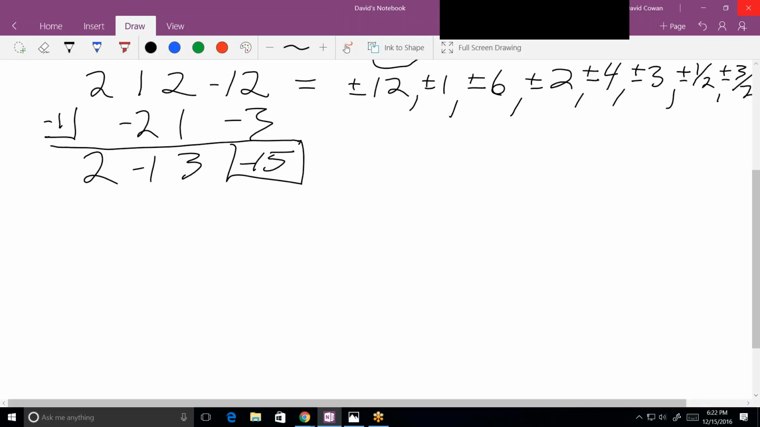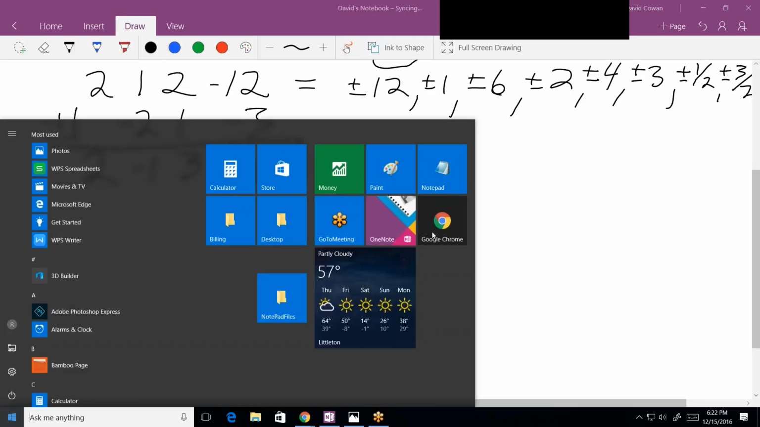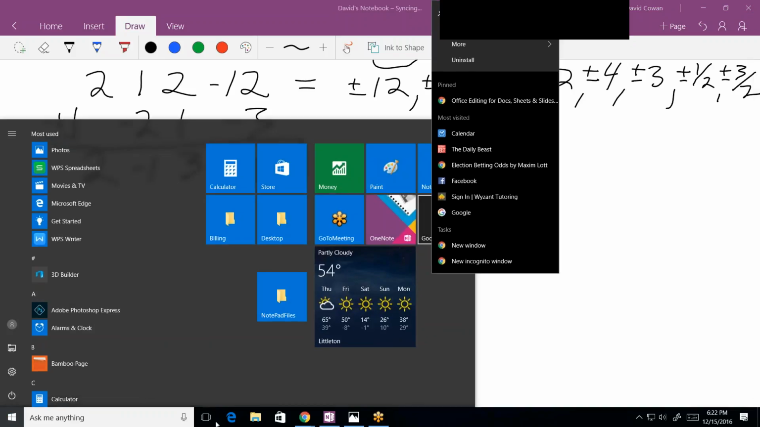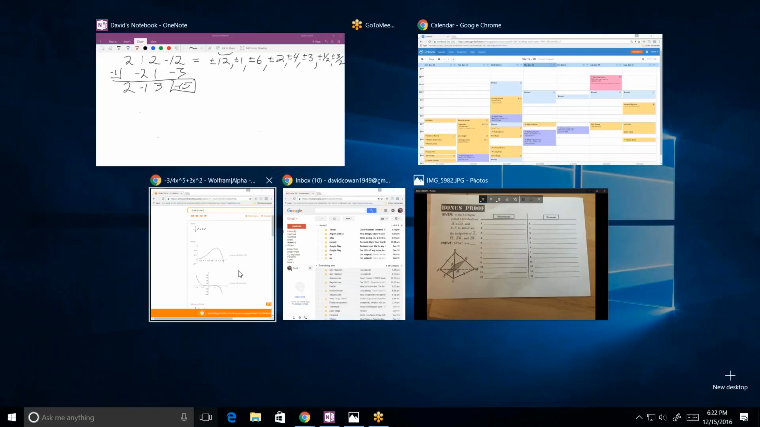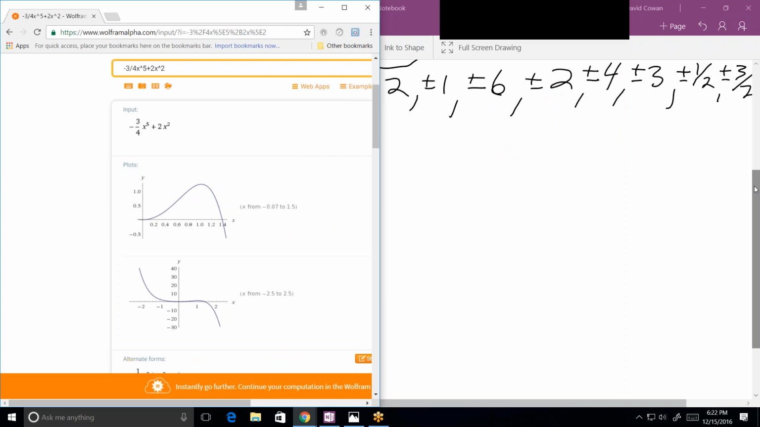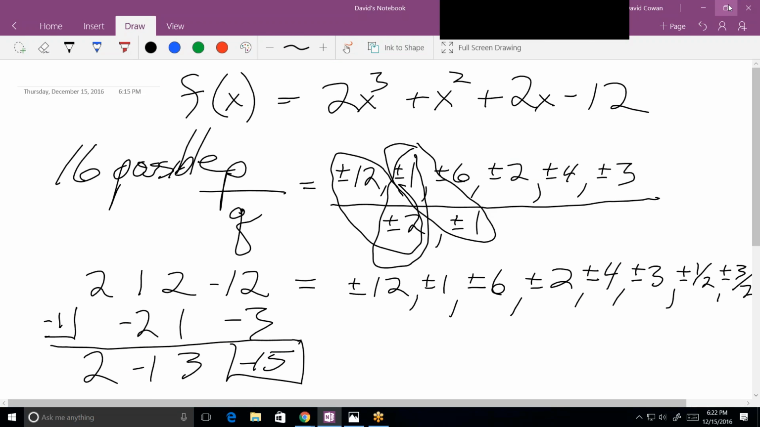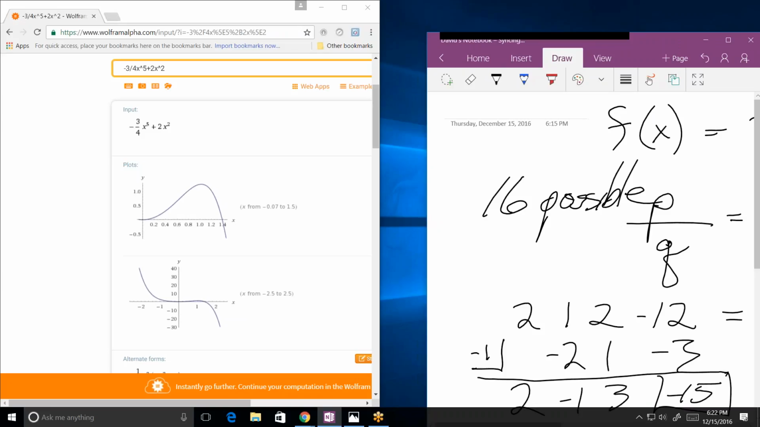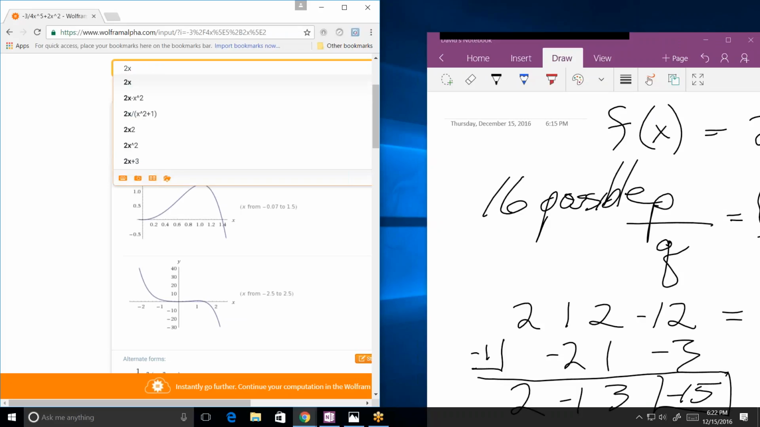So rather than spend a half hour trying all of these, let me pull up Wolfram Alpha, graph it. In fact, I might have it up already. Hold on, I think I do. Yeah, I do have it up. What's this function again? Can you read it? F of x equals 2x to the third plus x squared plus 2x minus 12.